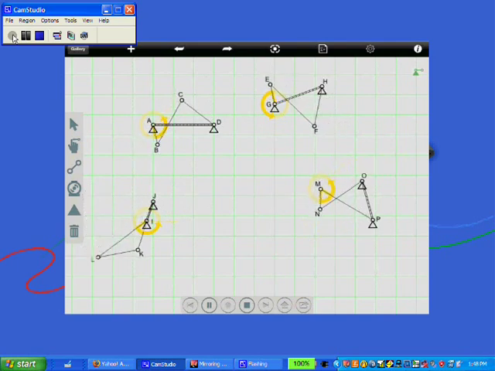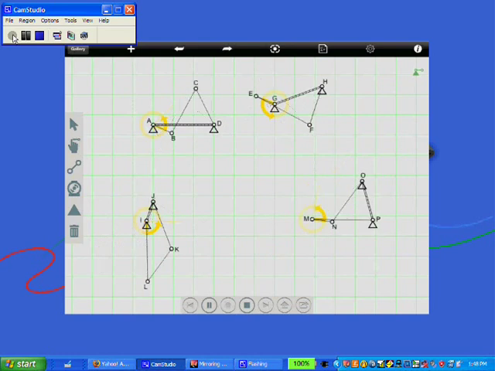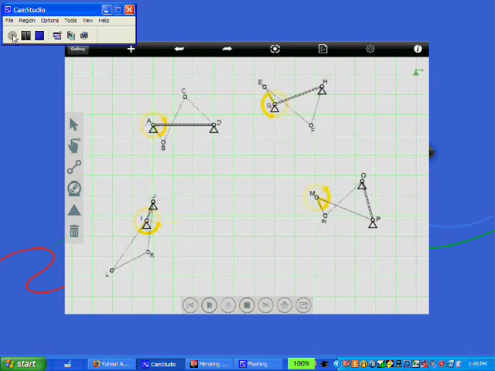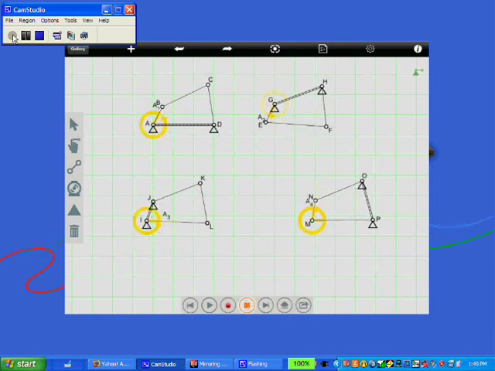So these are all class one mechanisms. And the reason why we call them class one is because the shortest plus the longest link, if we take those link lengths and add them together, are less than the other two links added together. Therefore, these are all class one mechanisms.